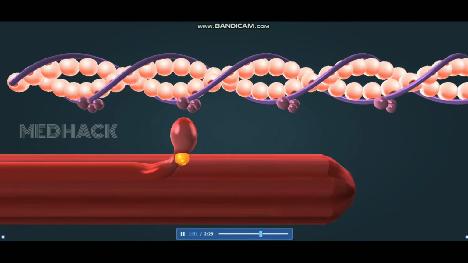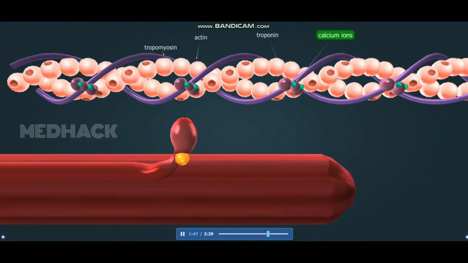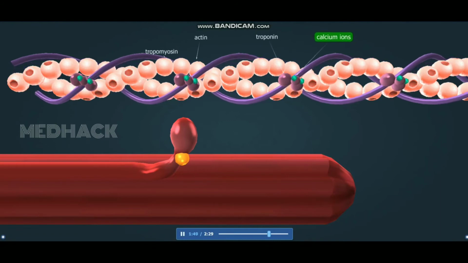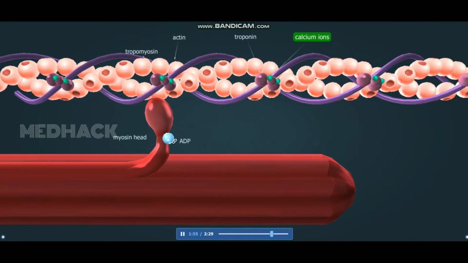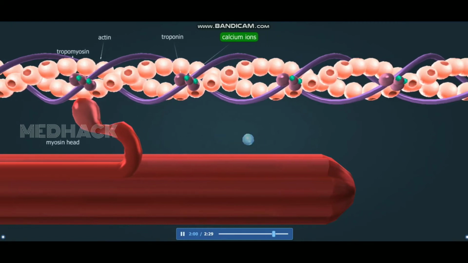The molecular mechanism of muscle contraction is as follows. Stimulation of the muscle results in an increase in the calcium level of muscle fibers. Calcium ions bind to the troponin, which causes tropomyosin to move, and thus the myosin-binding parts of the actin become uncovered. Myosin binds to the actin, ADP and phosphate are released, and the myosin head bends and pushes the actin.